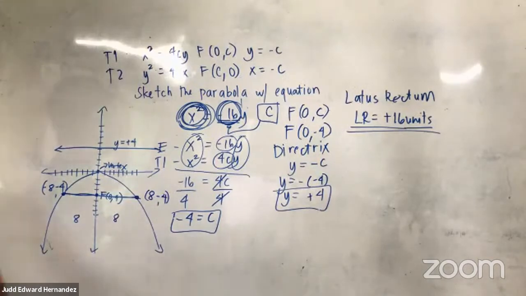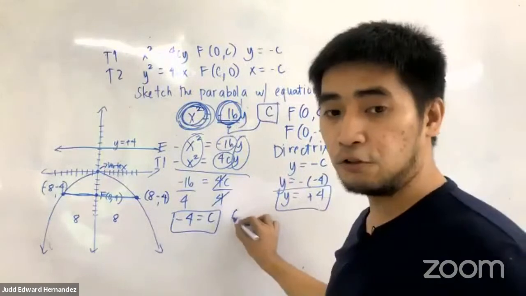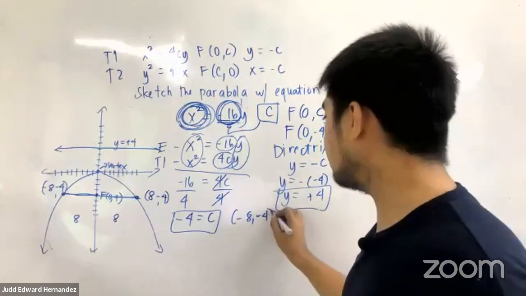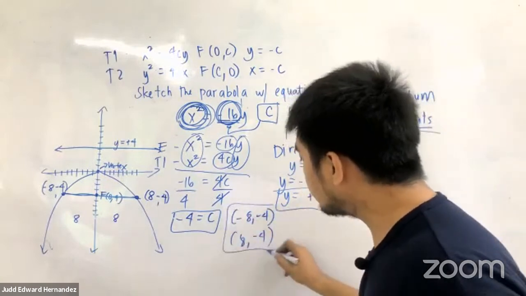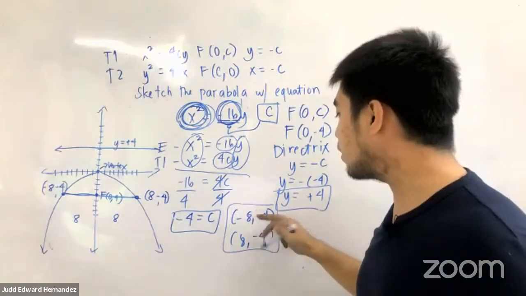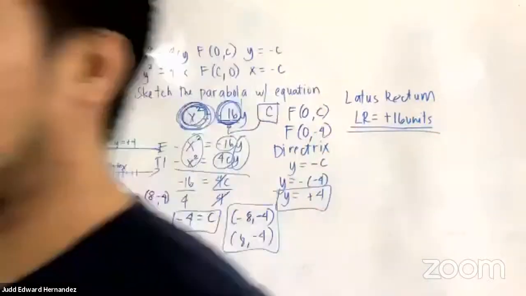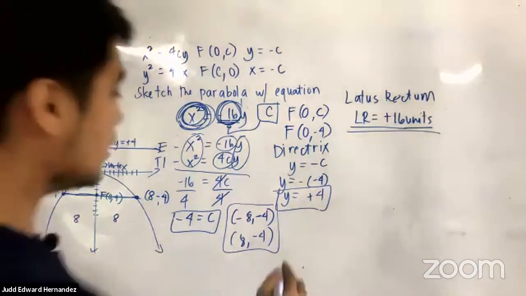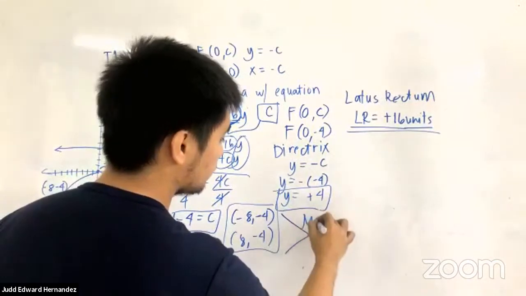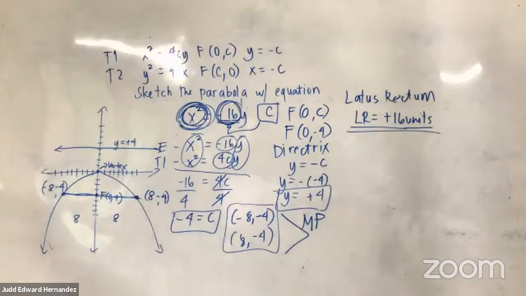Okay, guys. May ipapagawa ako sa inyo ngayon. We have 2 points. Our 2 points are negative 8, negative 4, and 8, negative 4. Pakikuha nga yung midpoint nung dalawang to. Sige nga, guys, pakikuha yung midpoint. At ano kaya yung lalabas na midpoint nila? Sige, what is the midpoint nung negative 8, negative 4, and 8, negative 4.